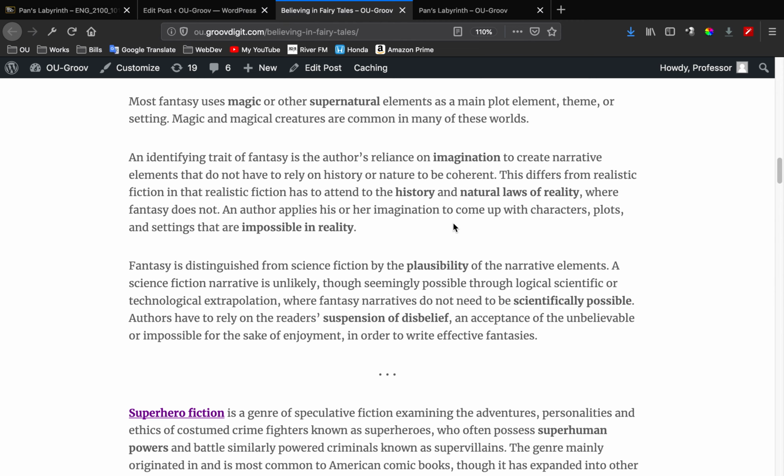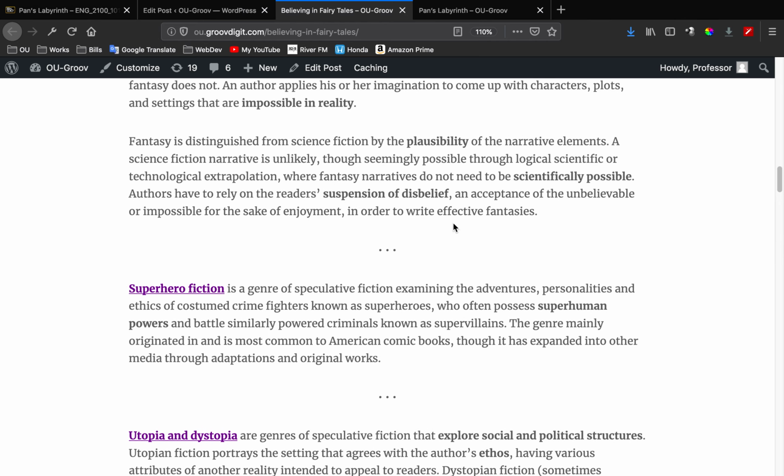A science fiction narrative is unlikely, though seemingly possible, through logical, scientific, or technological extrapolation, where fantasy narratives do not need to be scientifically possible. Authors have to rely on the reader's suspension of disbelief and acceptance of the unbelievable or impossible for the sake of enjoyment, in order to write effective fantasies.